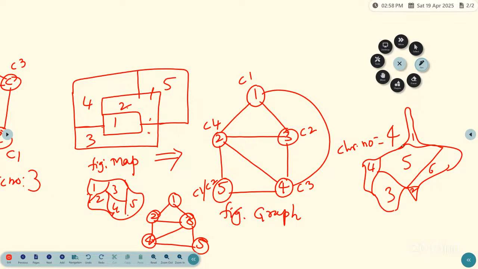Note on this map. This is a map. Don't ask which state and which country. Just assume that this is a map. Try to convert it into a graph. Tell me the chromatic number. There are 6 stations. Convert into a graph and tell me the chromatic number.